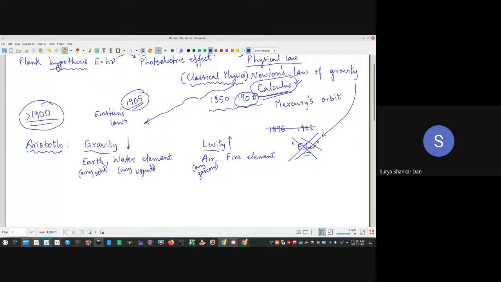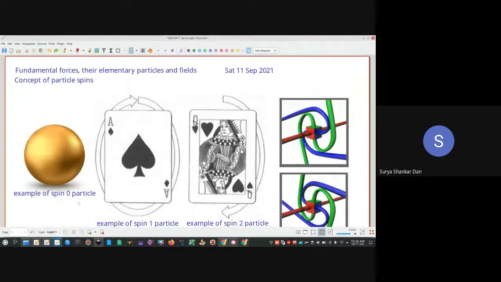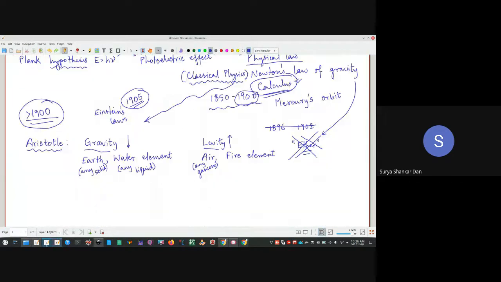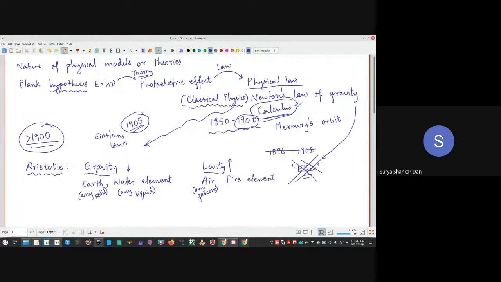Now, let us come to the next topic: what is the current view of the world? In the present day, I am not going into the details about how things evolved from Aristotle all the way to Stephen Hawking. I am not going into all the historical annotations. I'll directly fast forward to the current view of the world.